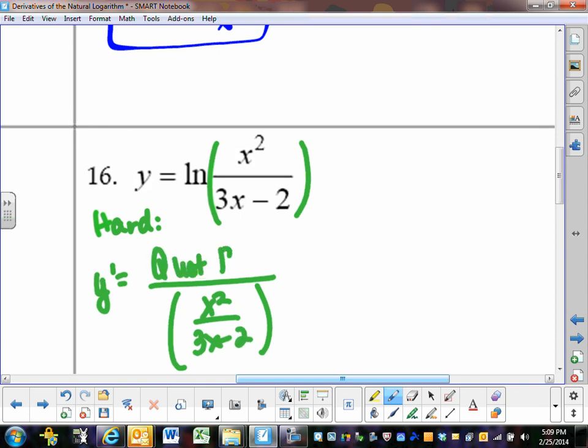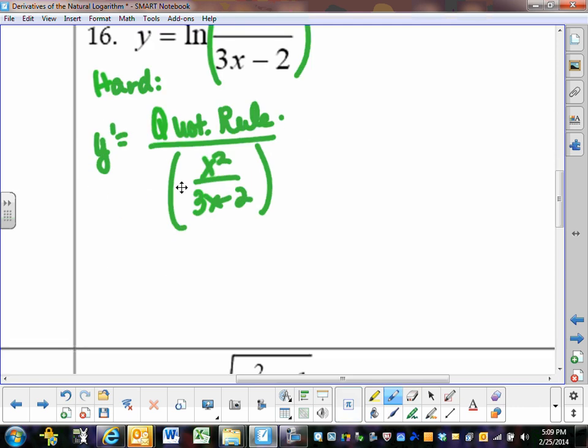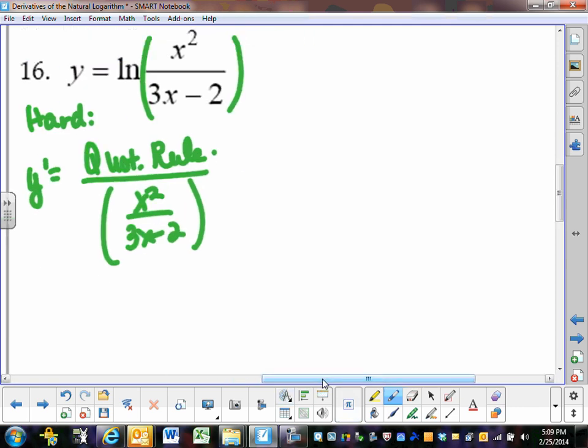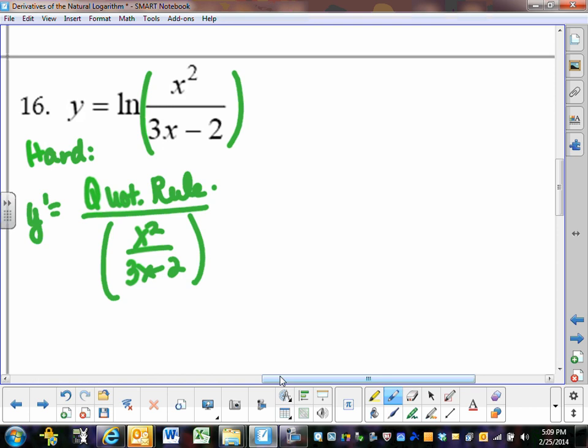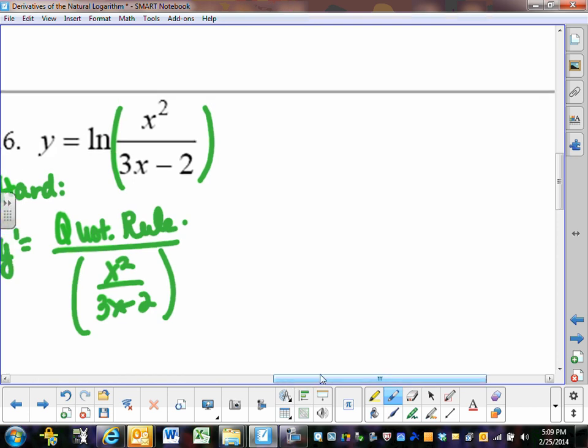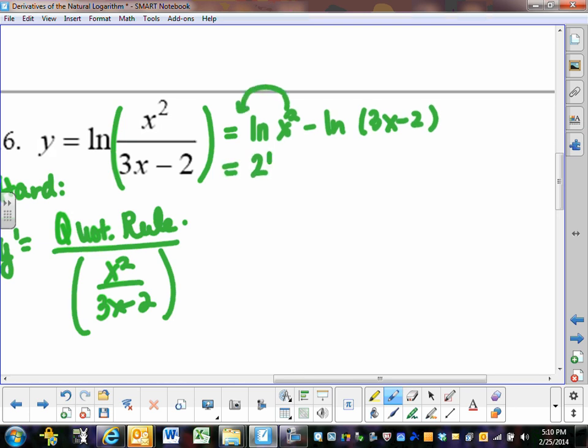So whenever we can, we're going to use log rules to simplify. So for this problem, I would rewrite as 2 natural log of x, just bringing the power down so that my derivative is just 2 times the derivative of natural log, which is 1 over x, so 2 over x.